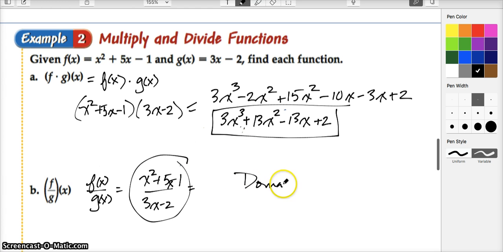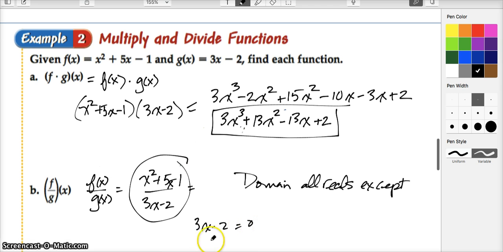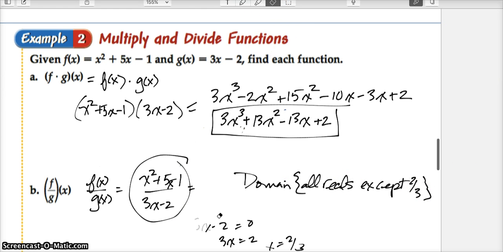The domain is all reals except what's going to make this denominator 0, right? And so if I set that denominator equal to 0, I get 3x is equal to 2, and therefore x is equal to 2/3. Domain is all reals except for 2/3. Why? Because now when we have a fractional expression, we need to consider what values are going to make sense. And the only values that make sense are numbers that are not going to give me a 0 in the denominator. You see that?